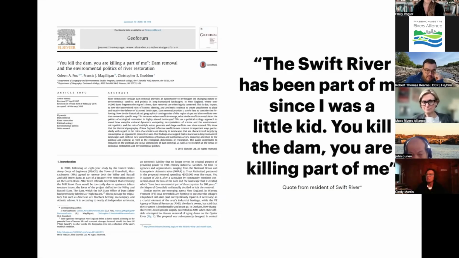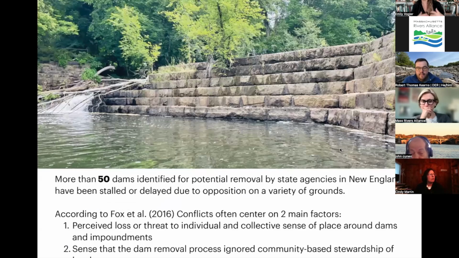And for me, when I read that article and when I read about this sense of place, this community attachment to dams, I recognized, right, that there was a really important role that we as landscape architects could play within these conversations around dams. And in the article, they go on to elaborate, that this was written in 2016, and so the date has probably changed since then. But at that time, more than 50 dams that had been identified for potential removal by state agencies had been stalled or delayed due to opposition on a variety of grounds.